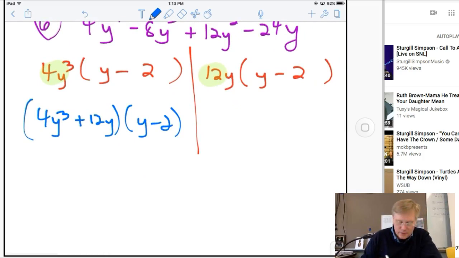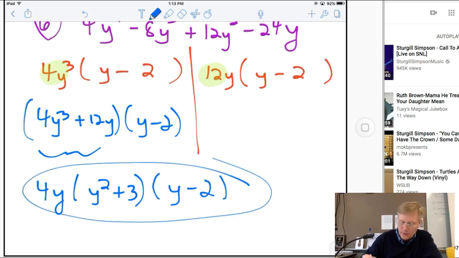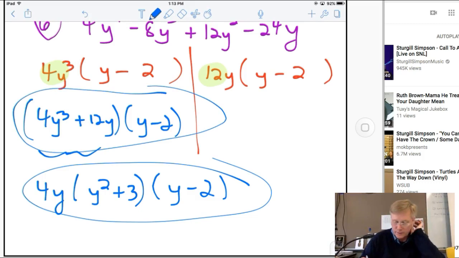Now this one's interesting in some ways. This one can actually be factored more. Depending on how the question's phrased, you might want to pull some more out of that. I could pull a 4y out of that, which would leave me with y squared plus 3 when I divide both of those terms by 4y, and y minus 2. So that would probably be the best answer. That one's pretty good. All right.